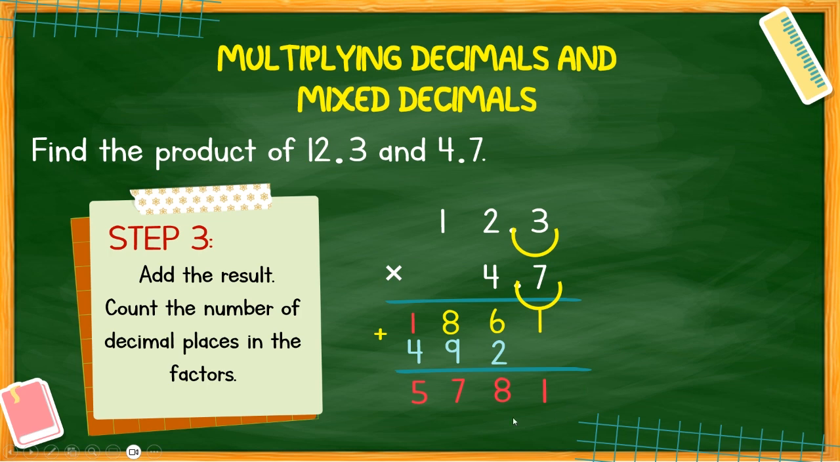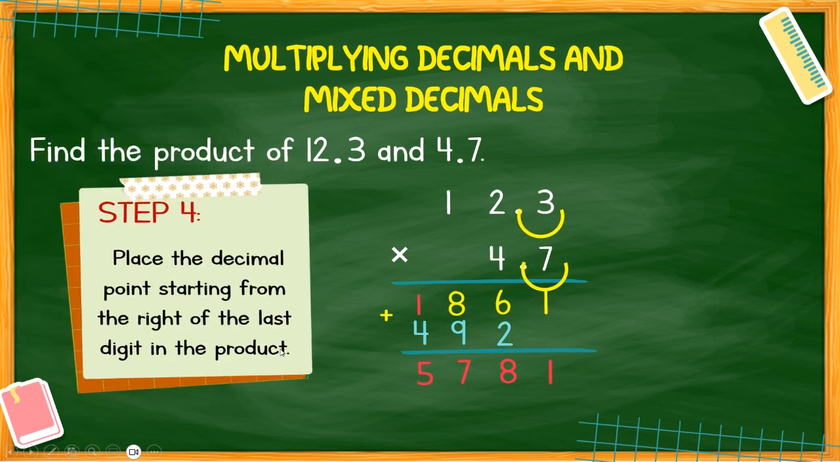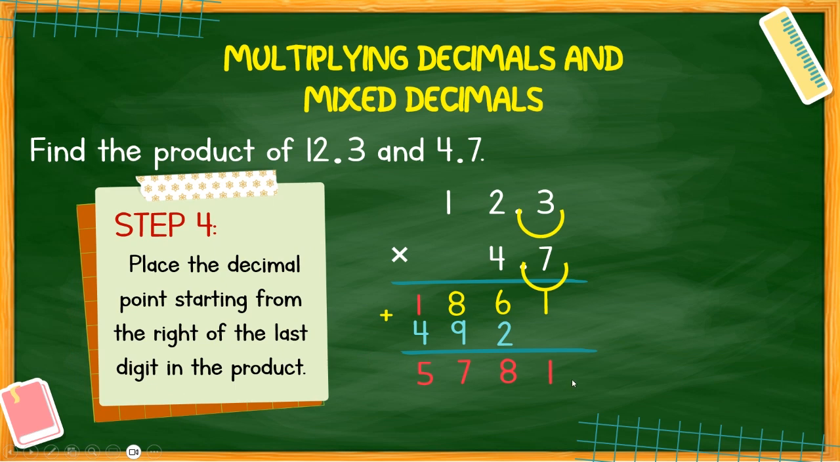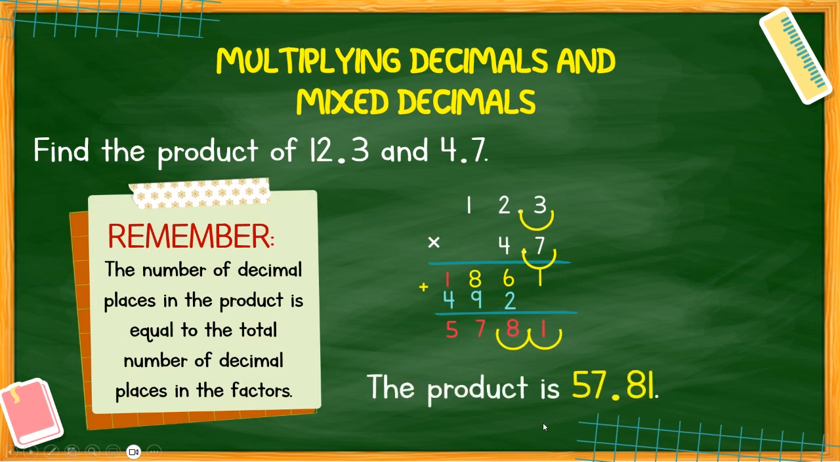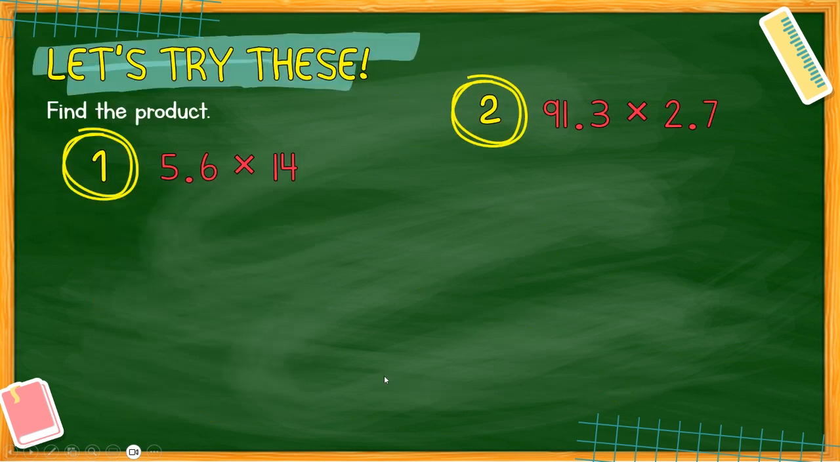2. So therefore, I move the decimal point from the right to the left, so we have 1, 2. Therefore, the final answer should be 57 and 81 hundredths. Okay? So now let's try these two further to practice our skills in multiplying a decimal by a whole number, and a mixed decimal by another mixed decimal.